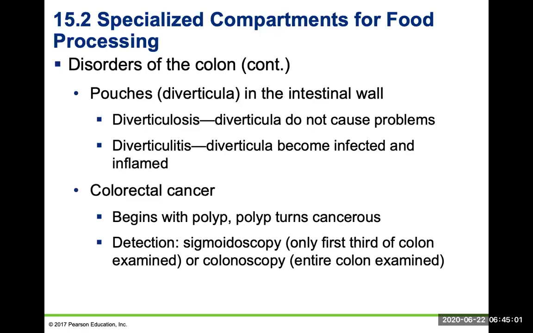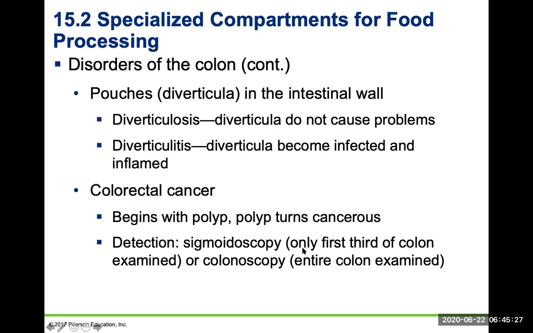There are pouches called diverticula. This is a disorder, and diverticulosis doesn't cause any problems, but in diverticulitis, they become infected and inflamed. And then colorectal cancer can begin with a polyp, or when a polyp turns cancerous. Detection is usually through a sigmoidoscopy or a colonoscopy.